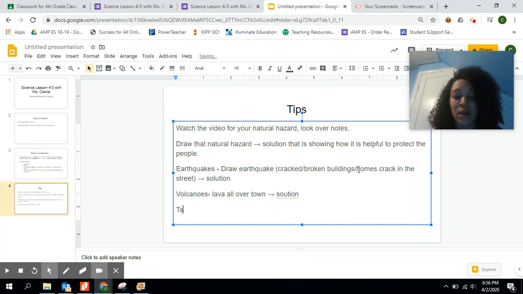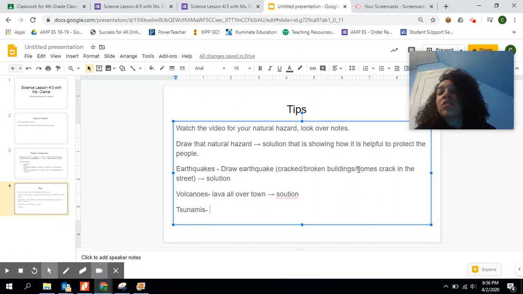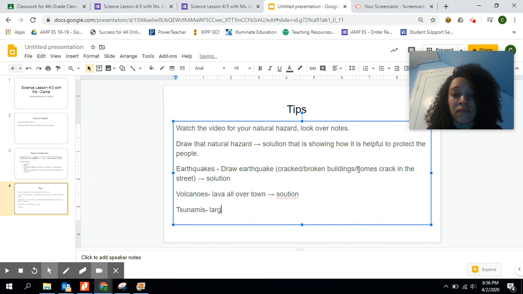Volcanoes and then tsunamis. So a lot of you said yesterday that an interesting fact that you didn't know before is that these tsunamis could be about 100 feet tall. That's kind of crazy. So you can be drawing not literally 100 feet tall waves, but very large waves. Large waves going toward town, a little town. And then your solution.